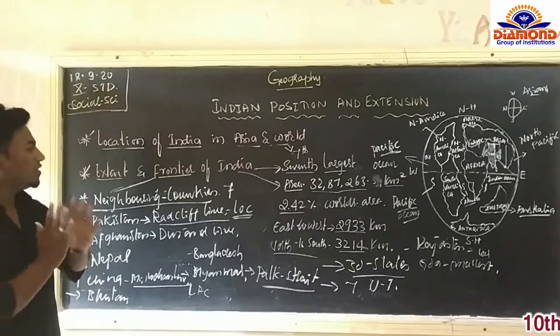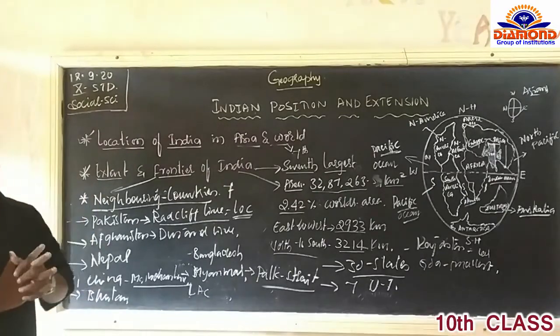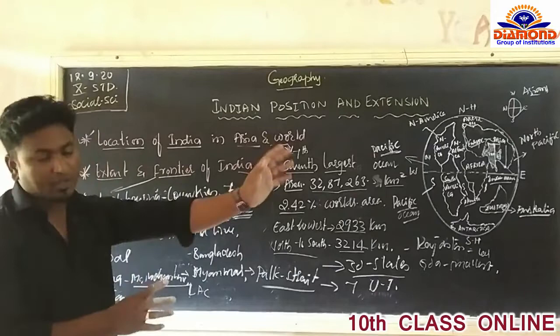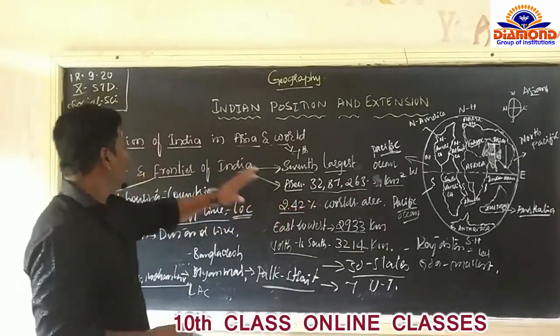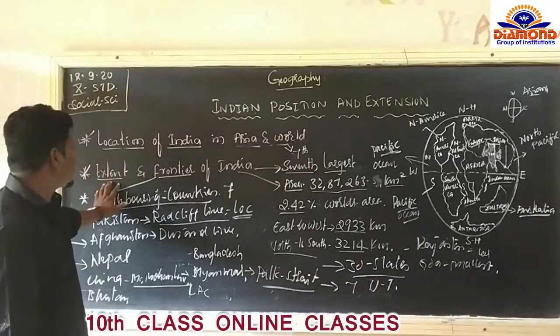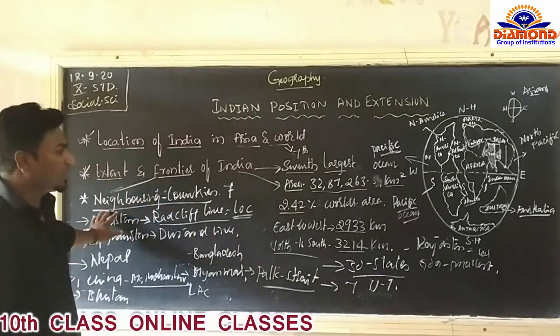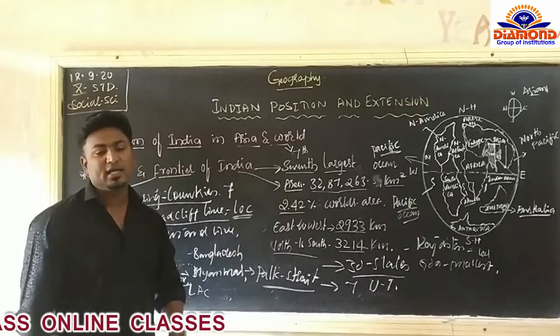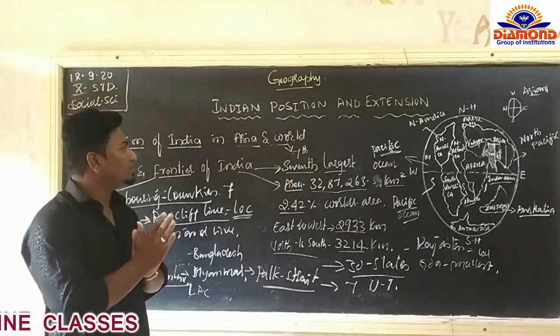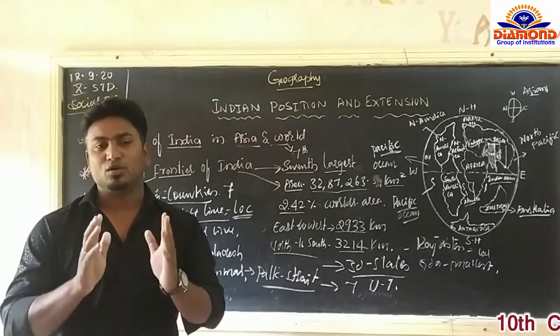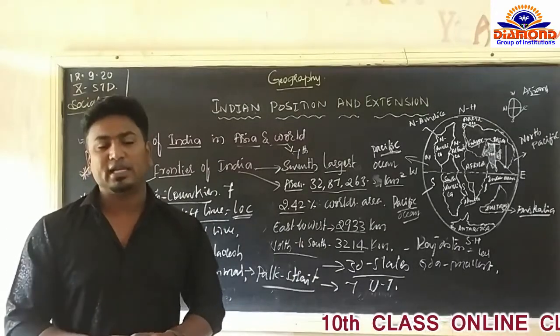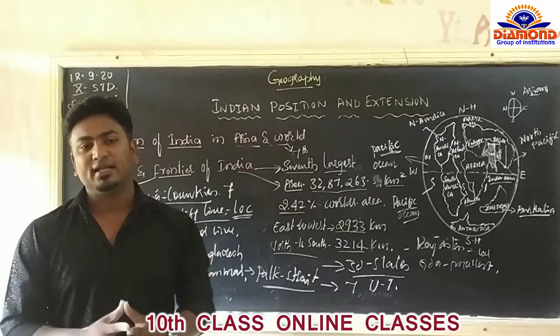So dear students, this chapter is complete here itself. In this chapter you have learned about the Indian position and extension in the world, its location, its extension, its frontier and the neighboring countries. So I repeat once again, just go through the textbook, read it once again, so that you can understand very clearly. Thank you.